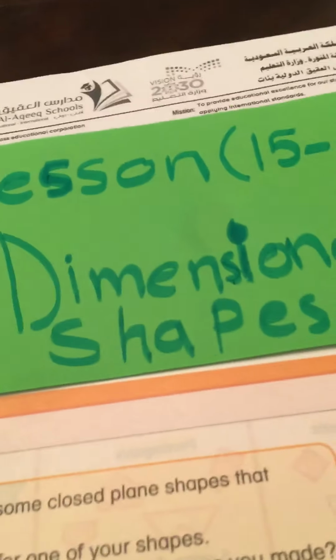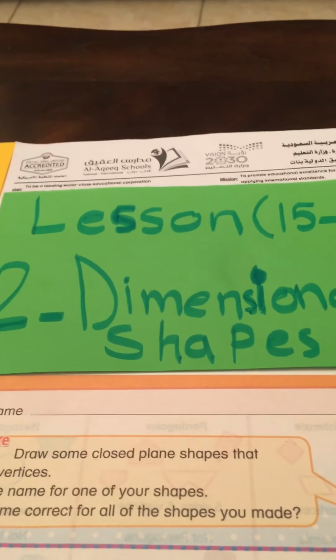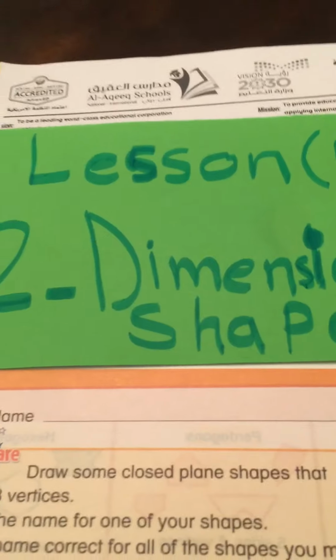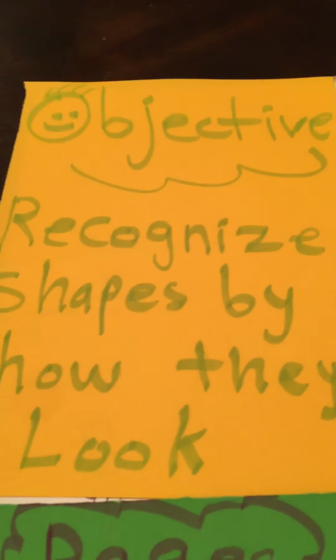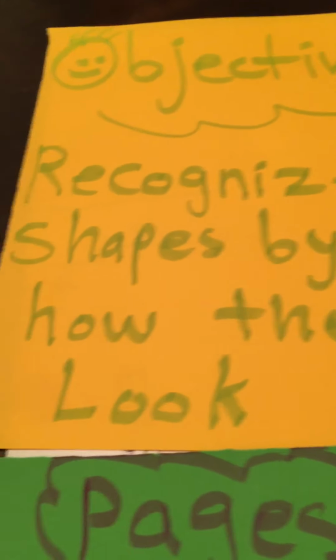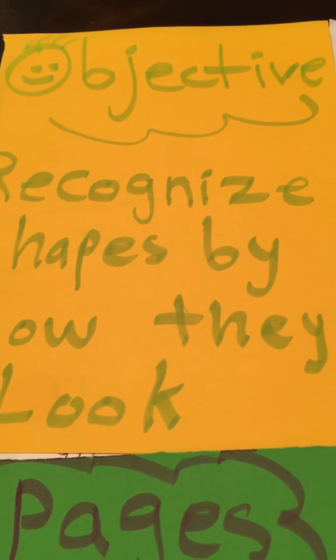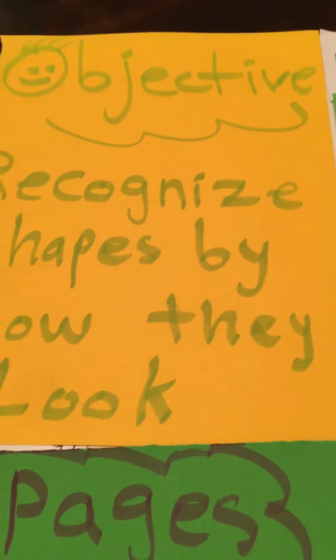Today's lesson is lesson 15.1, which is the two-dimensional shapes. We started a new chapter, a new lesson. The objective for this lesson is to recognize shapes by how they look. So we will see how the shapes look, and we will tell which shape is which.